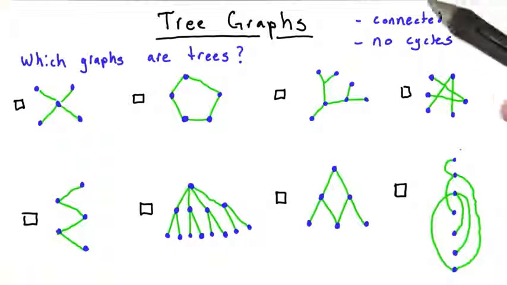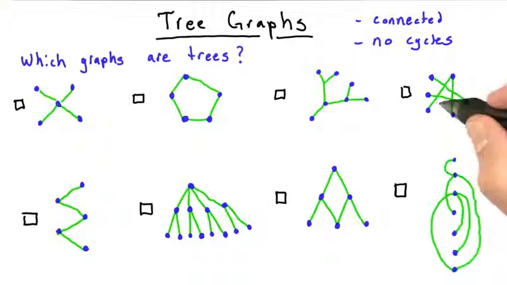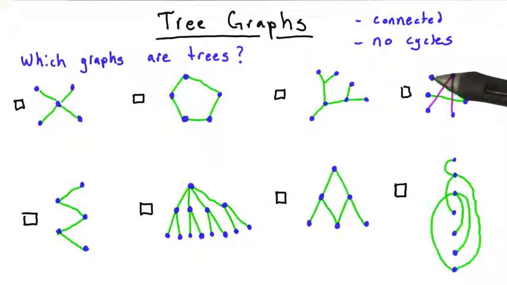So to see if it's a tree, the first thing we need to do is to see if the graph is connected. Looking through the 8 graphs, you can see that the 4th graph is not connected. Recoloring the edges, you can see that these 3 nodes are not connected to these 3 nodes. So this one can't be a tree. All the other graphs are connected.